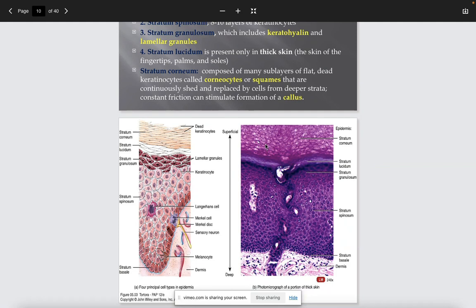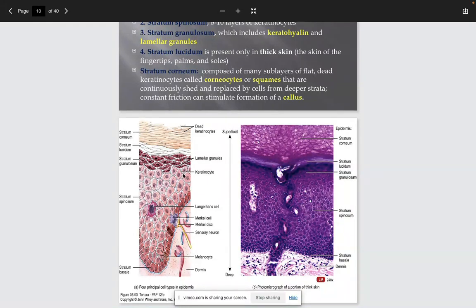As these cells begin to die and flake off, they're constantly being produced again by the stratum basale. It's continuously producing more cells through cell division. Here's just another picture over here. It shows you the same thing within the stratum corneum. You have these dead keratinocytes and the lamellar granules. You can see a little bit better here within this picture.